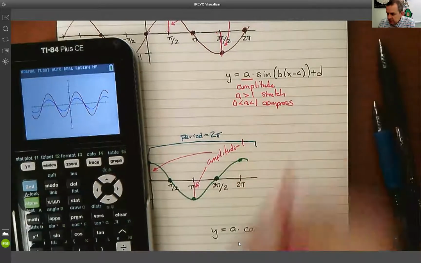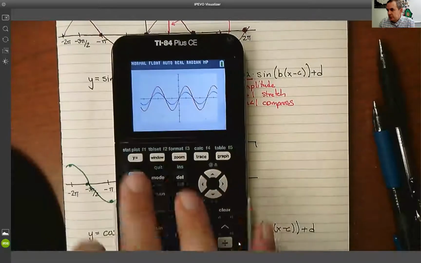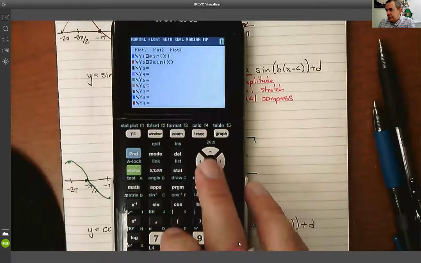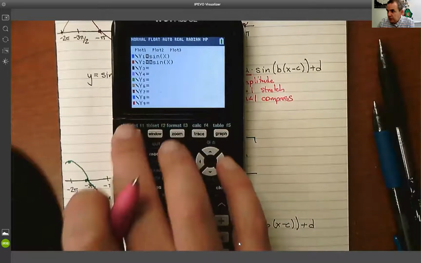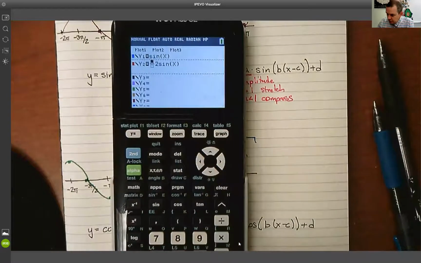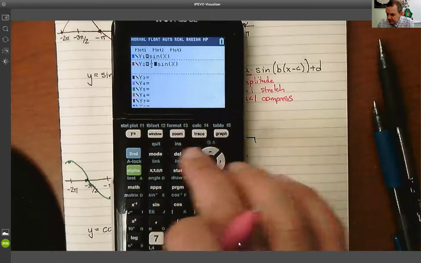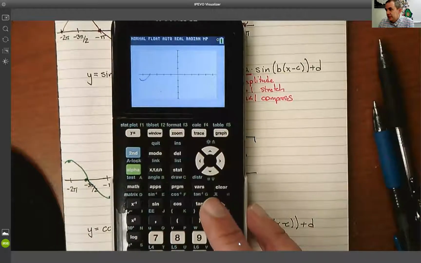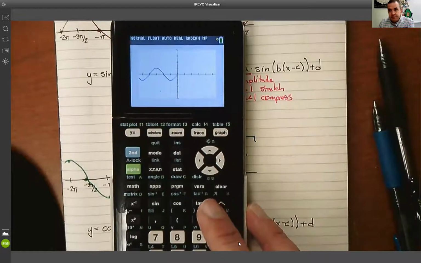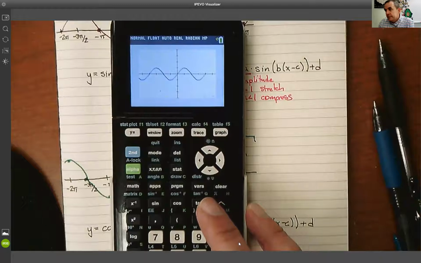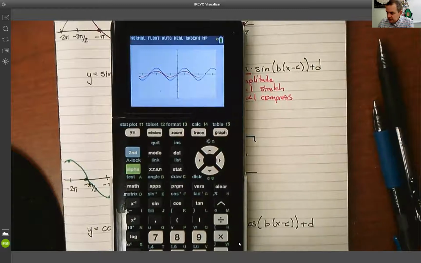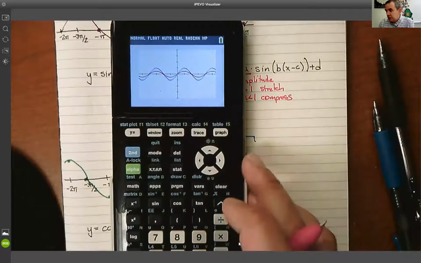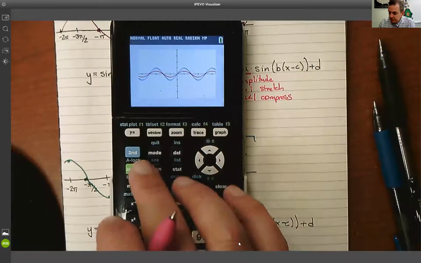kind of flattening. What I mean is, watch what happens when I make this y equals 1/2 sine x. We zoom 7 it again, and you'll see here's my sine curve. And then if you look at this, is the 1/2 sine x. So I kind of compressed it. Okay, so that's one thing we talked about a couple classes ago.